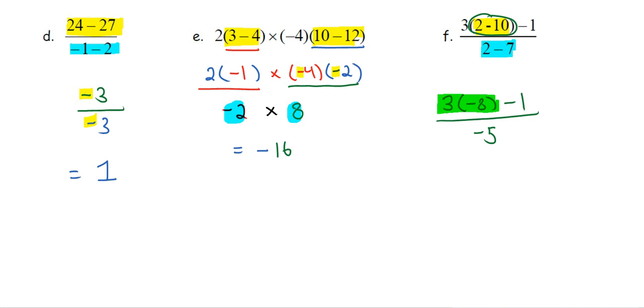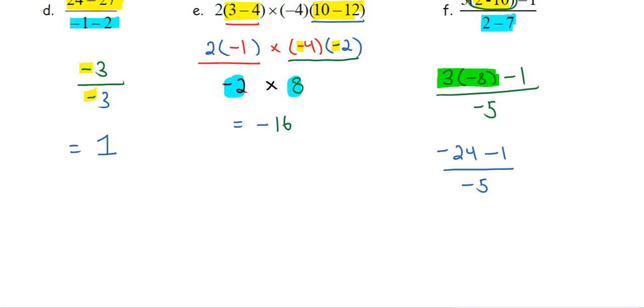Right, moving on here, let me just compute this part here in green. 3 times negative 8, that's going to be negative 24 minus the 1, the minus 1 just stays there, and then divided by negative 5. Alright, for this question, you have to evaluate this negative 24 minus 1. That's going to give you negative 25 divided by negative 5. And once again, since you have two negative signs, your final answer will be positive, and 25 divided by 5 is going to be 5. How many times does 5 go into 25? Well, 5 goes into 25 5 times.